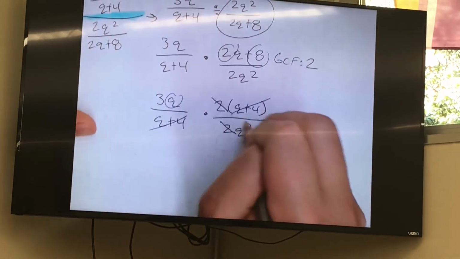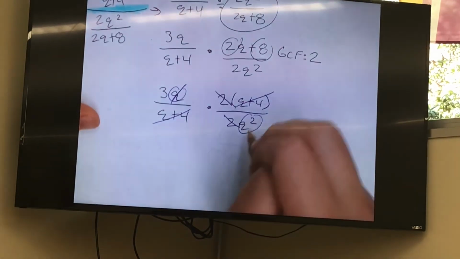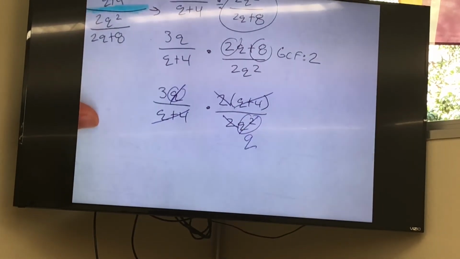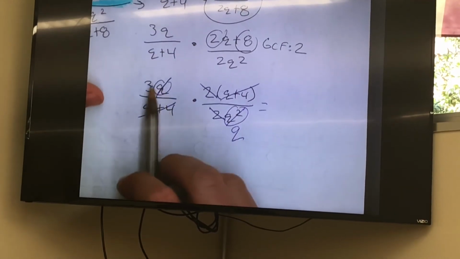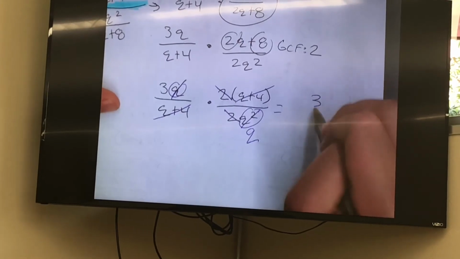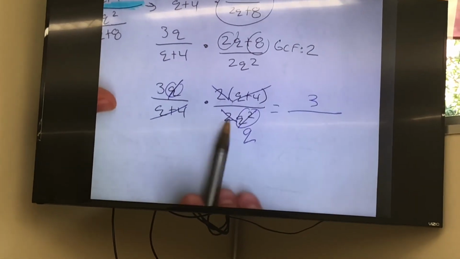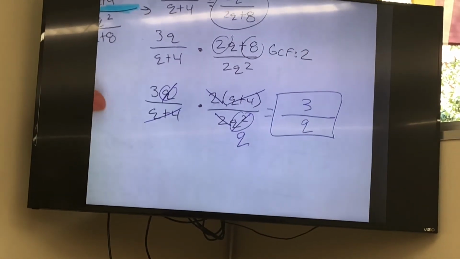And one last thing. This q can cancel and leave that with a q. So I did it in different colors so we can see what's left. We have a 3 up top and nothing else. On bottom, we have just that q. And that's going to be our answer.